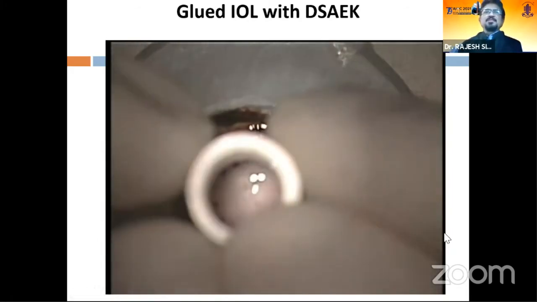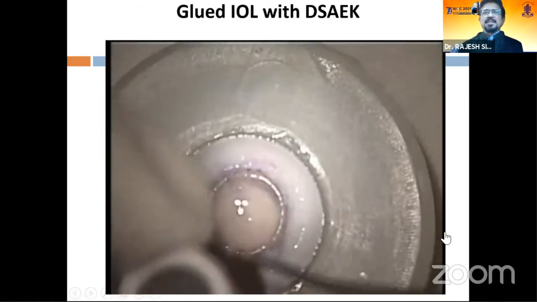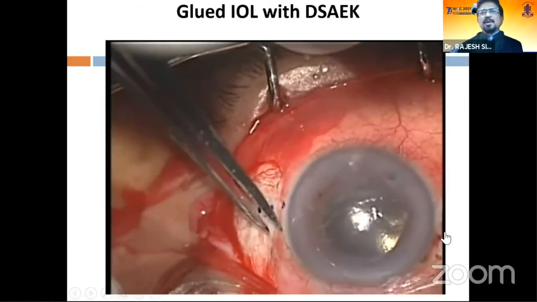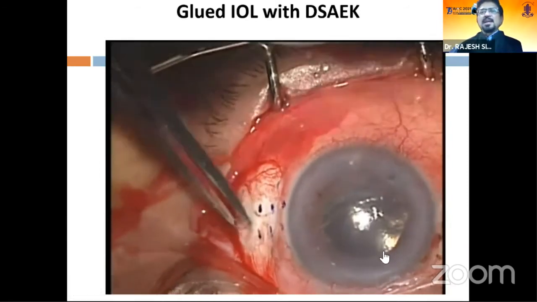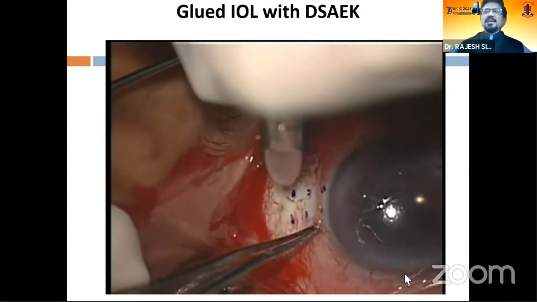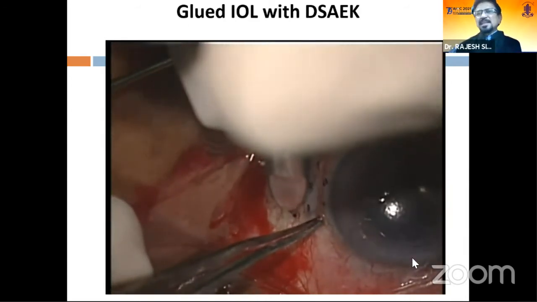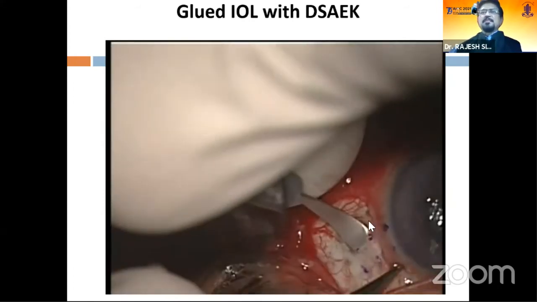So the anterior lamella has been cut by a microkeratome, and then the posterior lamella is being fashioned, endothelium with a little bit of stroma. And then this is a case with an endothelial decompensation with IOL in unacceptable position, which is an AC IOL tilted, touching the endothelium. So in that case, the glued IOL is being planned.